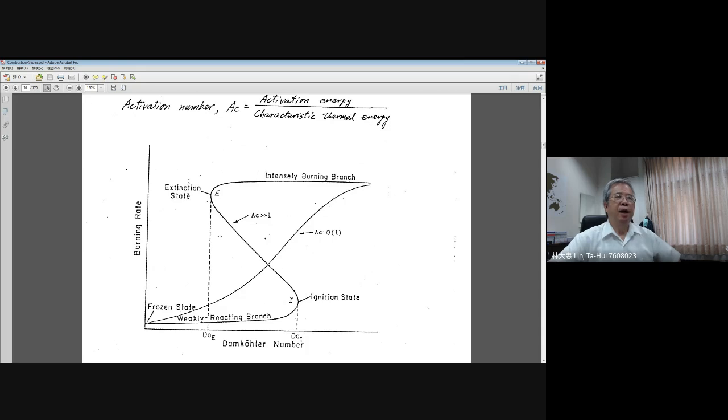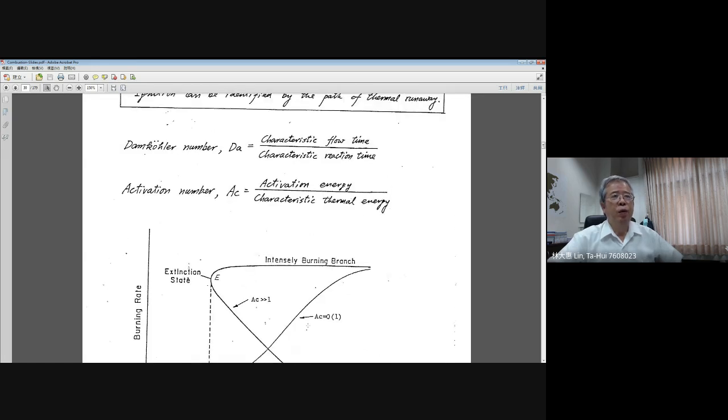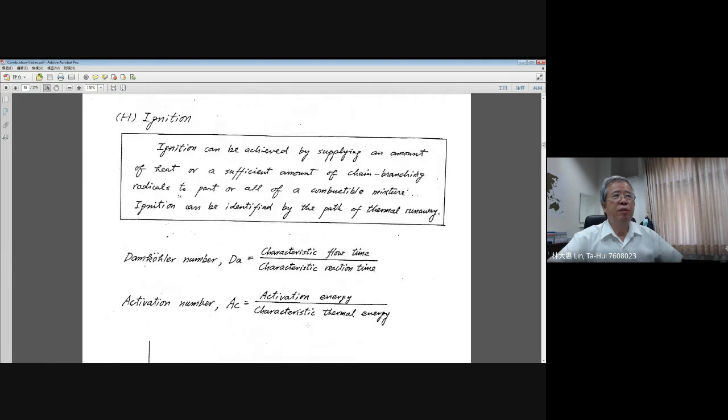Okay. I think this picture is clear to give you the idea to understand the transient states, especially for a premixed flame, for extinction and ignition. If you understand all the structures described by the S curve, based on the definition of the Damköhler number and the activation number, now we will start to learn the ignition process.